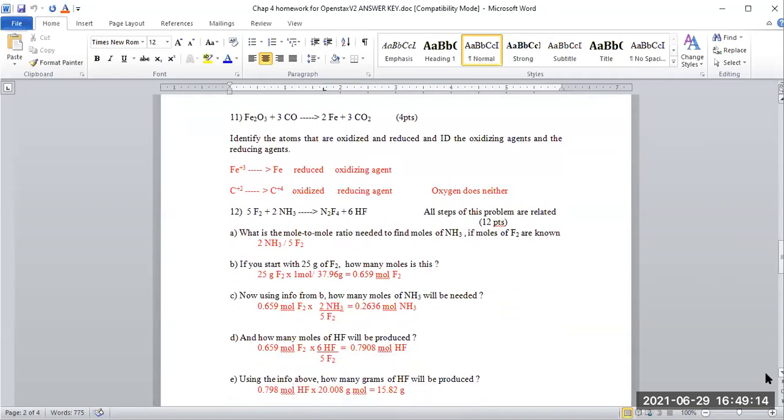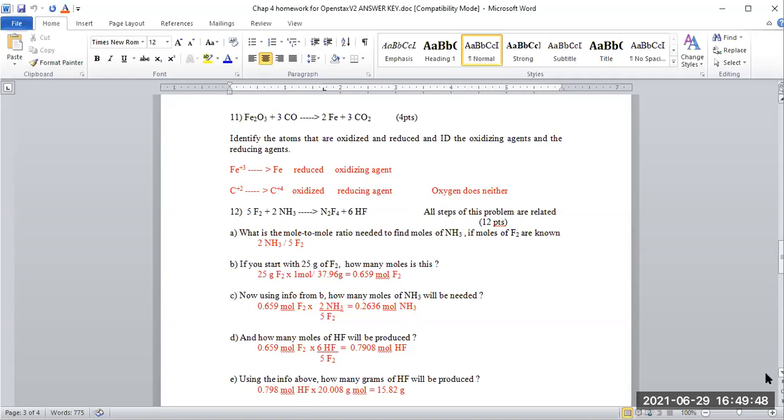So number 12 was another one where I was trying to lead you along through some various steps of stoichiometry. We have a 5 fluorine, 2 ammonia set of reactants. We have 1 N2F4 and 6 hydrofluorics as our products. So I actually started in the middle. What's your ratio?